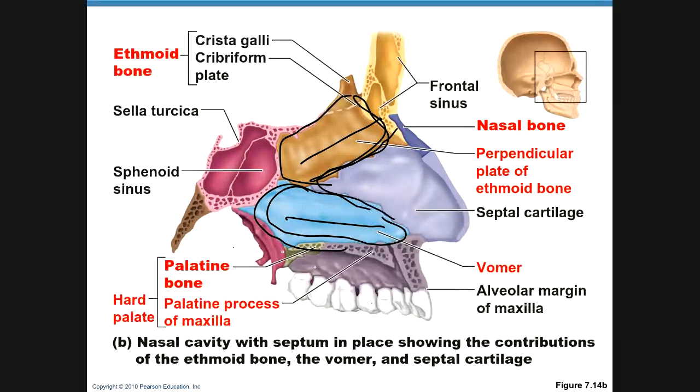Notice that you can also see from here the two bones that make the roof of the mouth, the hard palate. Those two bones will be the mandible and the palatine bone down here. So the palatine process of the mandible and the palatine bone make up the hard palate.